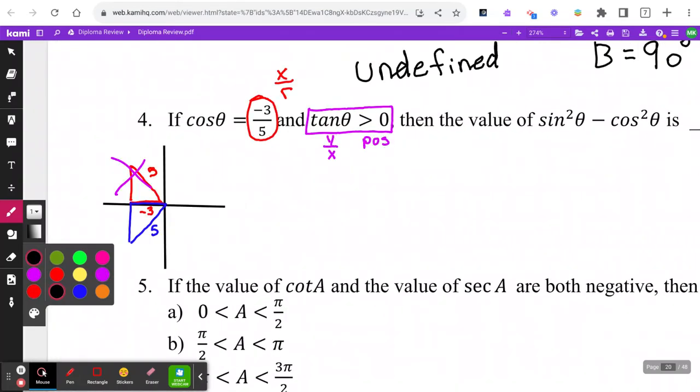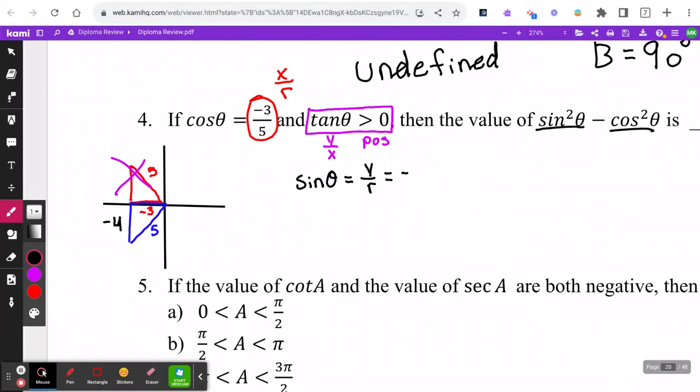Perfect. We need to figure out what sine of theta and cos of theta are. Sine of theta, the ratio, is y over r. Use the Pythagorean theorem, that y value is -4. I know it's negative because of the quadrant I'm in. You'd actually have to do the Pythagorean theorem to find it. That means sine of theta is -4 over 5. Cos of theta, we already knew because the question told me what cos of theta was. It's -3 over 5.